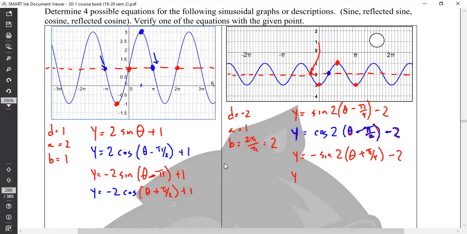And my last one, y equals negative cos of 2. And what do we have? We have negative cosine. The start point for negative cos happens at the minimum, and that's on the y-axis. So there's no phase shift. So this is negative cosine 2 theta minus 2. Don't need brackets, no phase shift. That's it.